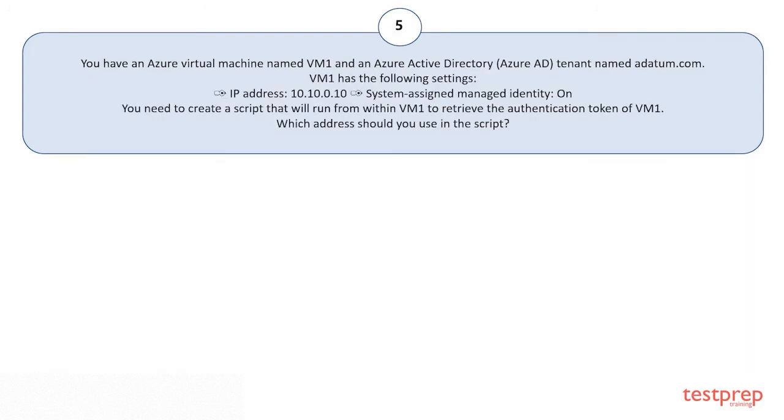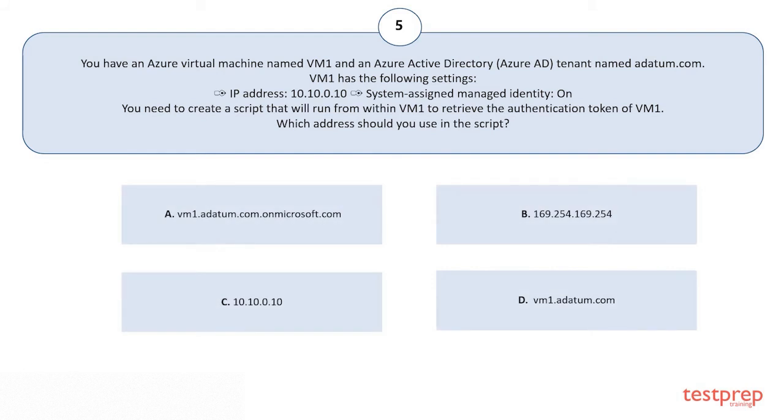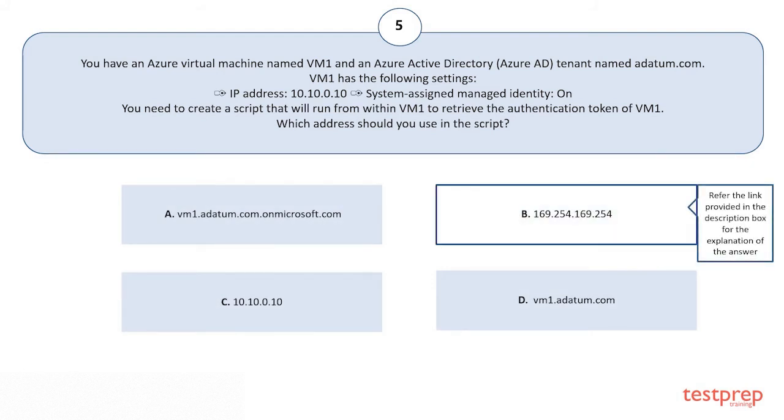You have an Azure virtual machine named VM1 and an Azure Active Directory tenant named @atom.com. VM1 has the following settings: 1. The following IP address. 2. System assigned managed identity. You need to create a script that will run from within VM1 to retrieve the authentication token of VM1. Which address should you use in the script? Your options are: the correct answer is option B.